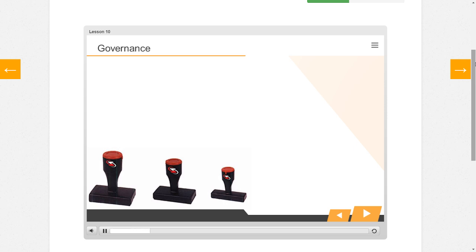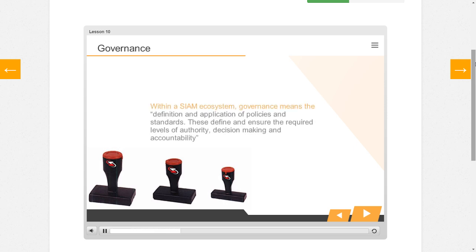Before we start, we need to define governance. Within a SIAM ecosystem, governance means the definition and application of policies and standards. These define and ensure the required levels of authority, decision-making, and accountability.